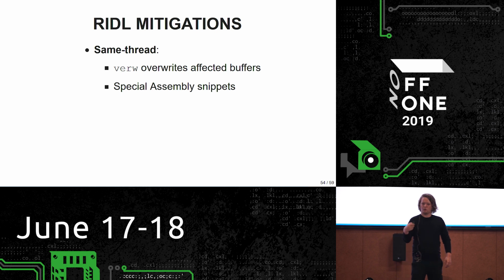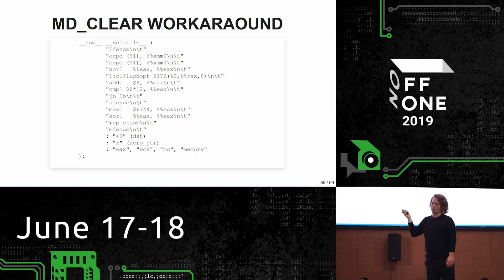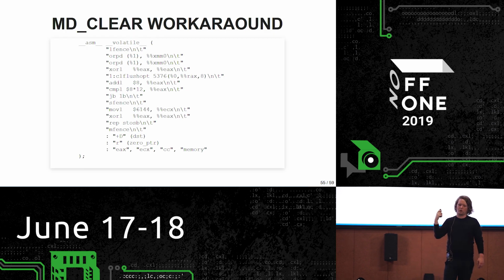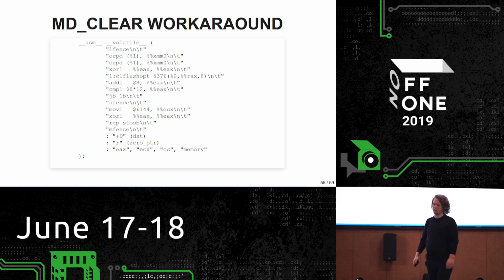If you don't have the newest microcode update, you can use a number of special assembly snippets to achieve the same thing. For example, you can use this if your hypervisor host hasn't been updated to have the new microcode that does the modified VERW instruction.